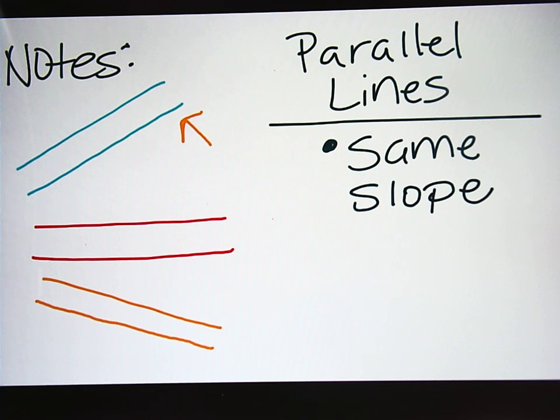This is a set of parallel lines. This is a set, as well as these 2 lines. Parallel lines have the same slope. Another tip with parallel lines: no matter how far along they continue, no matter how long those lines get, if they never ever intersect, then you're dealing with a set of parallel lines.